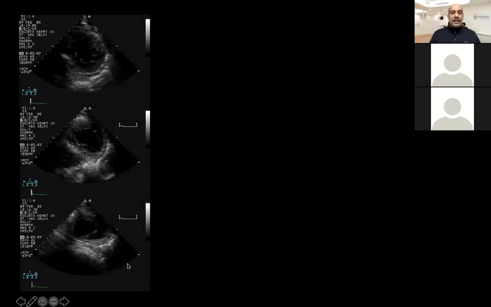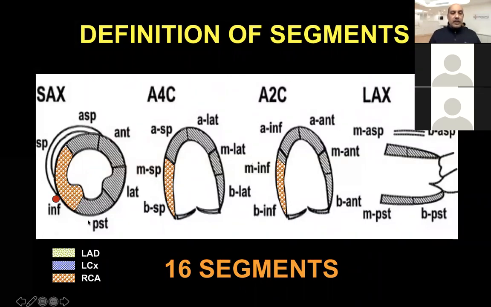So commonly, usually what would happen is that if we look at the arterial distribution, four segments of RCA, four segments of circumflex, and the LAD 1, 2, 3, 4, 8 segments of the LAD.